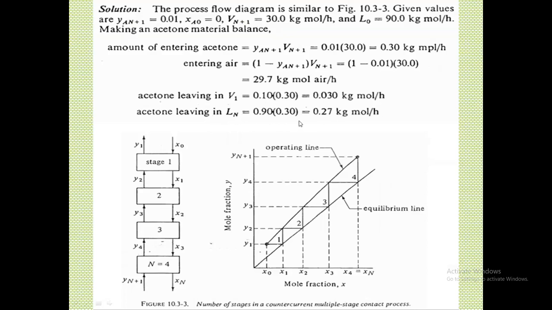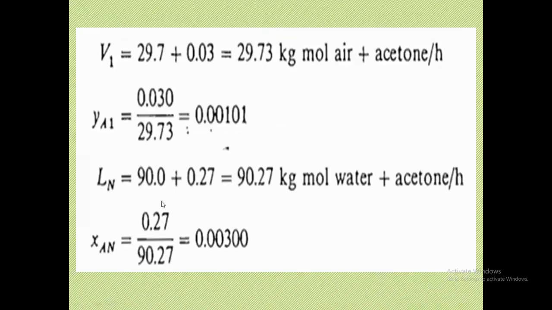Acetone leaving in Ln would be this plus the amount of water. Of course, water that comes in is the same water that comes out. So using material balance, this is now the total amount of water and acetone leaving in your solvent phase in your column. So 90.27. If you determine XAN, that would be the acetone, which is 0.27, divided by the total, which is 90.27, which will give you 0.003.